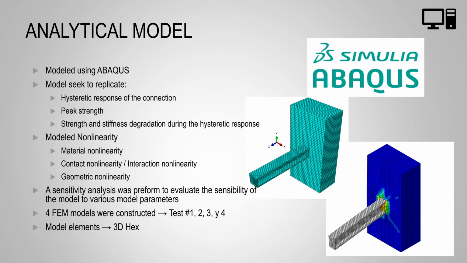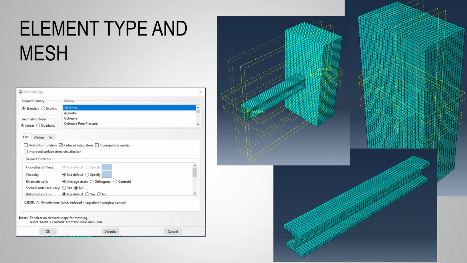Since hexahedral elements were used, the meshing was achieved using a manual procedure, and mesh sensitivity was incorporated in parts where the non-linearity was expected. In this graph, we can see the general layout of the mesh of one model, and we can also see the parameters that were used in the ABAQUS model.